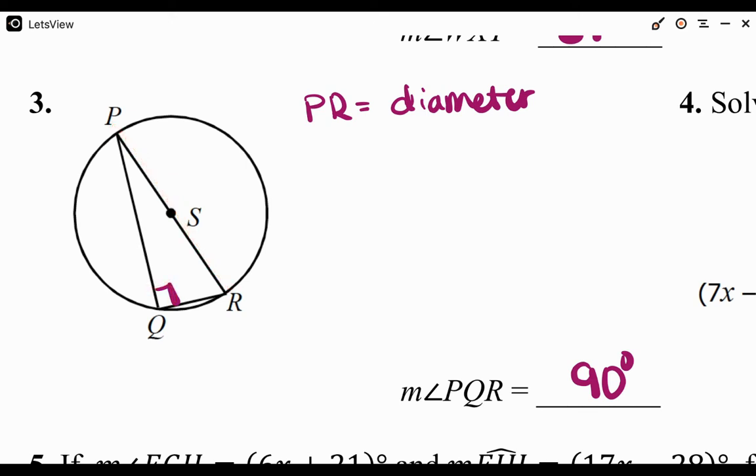If you forget, you should also know that right here we have a semicircle. So this is 180. 180 divided by 2 still gets you 90. So if you forget the property about the diameter, meaning that angle is 90, you could always just use the rule from above, where you just do your arc divided by 2.